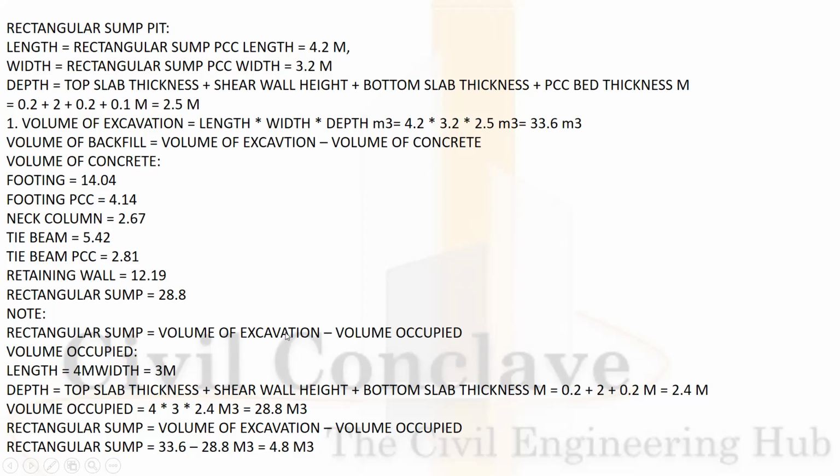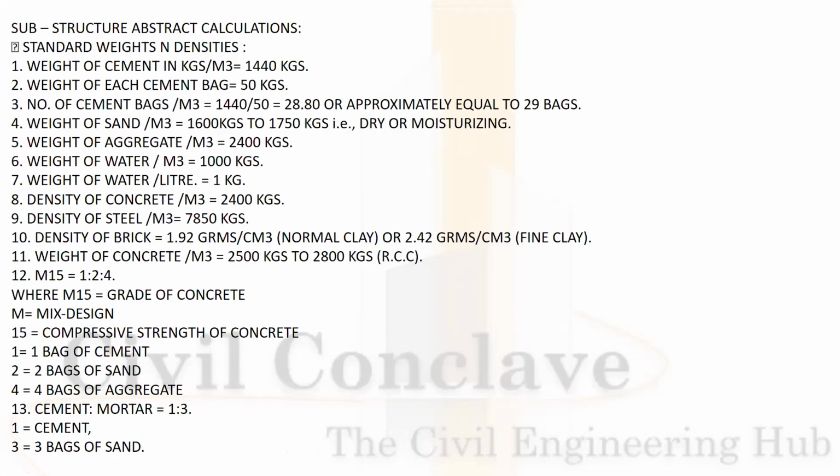Rectangular sump: volume of excavation minus volume occupied. Length will be 4 meter, width is equal to 3 meter. Depth is equal to slab thickness plus shear wall height plus bottom slab thickness, that is 0.2 plus 2 plus 0.2, equal to 2.4 meter. Volume occupied is 4 into 3 into 2.4, which is 28.8 m cube. So the rectangular sump is equal to volume of excavation minus volume occupied, that is 33.6 minus 28.8, which will be 4.8 cubic meter.